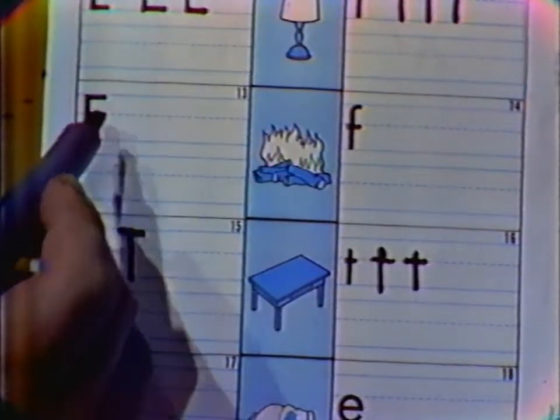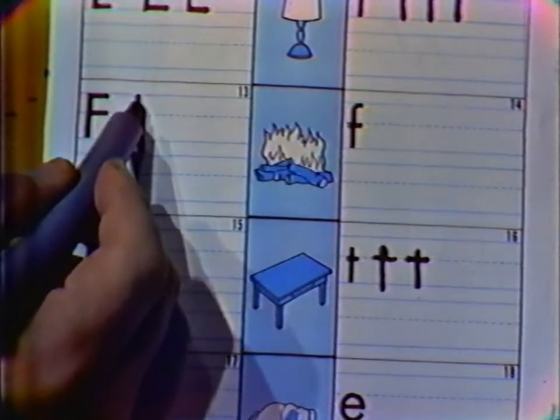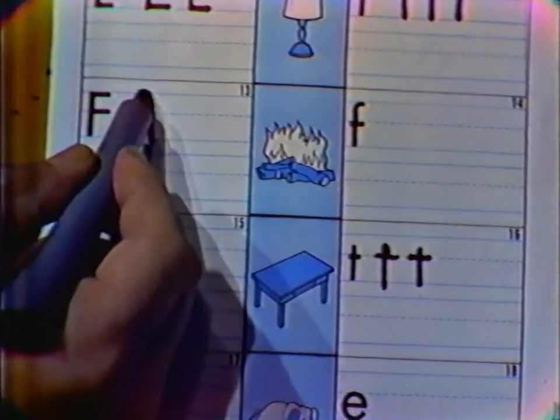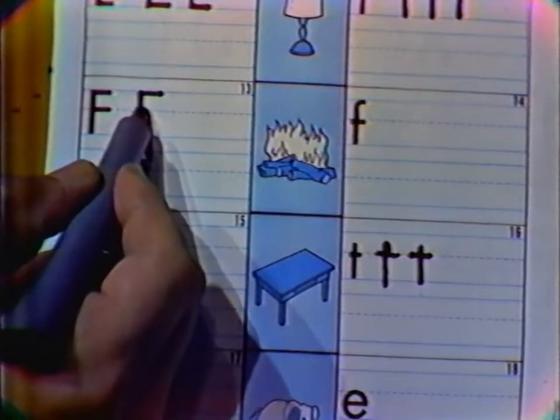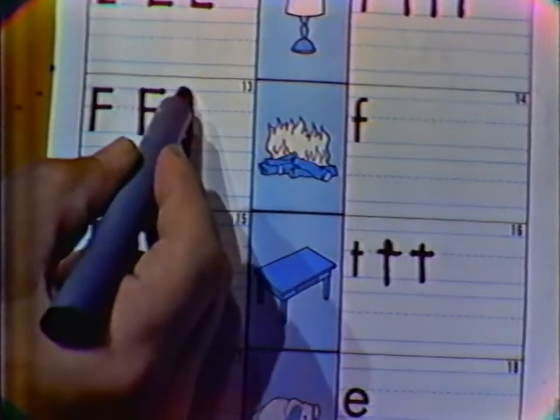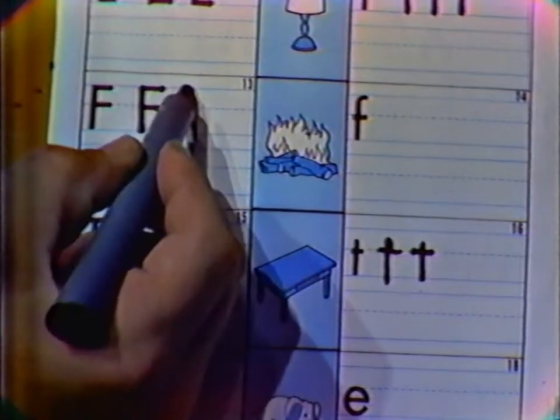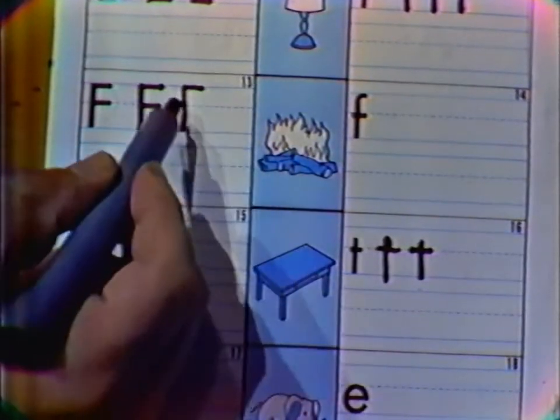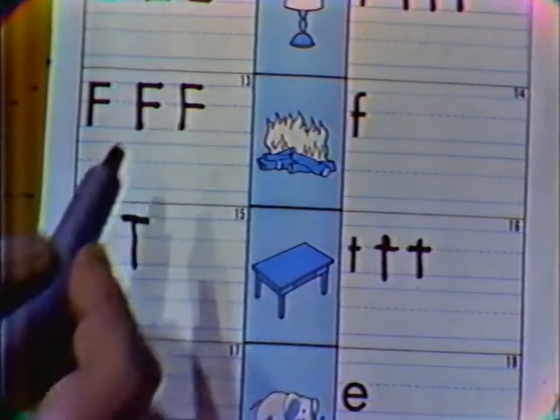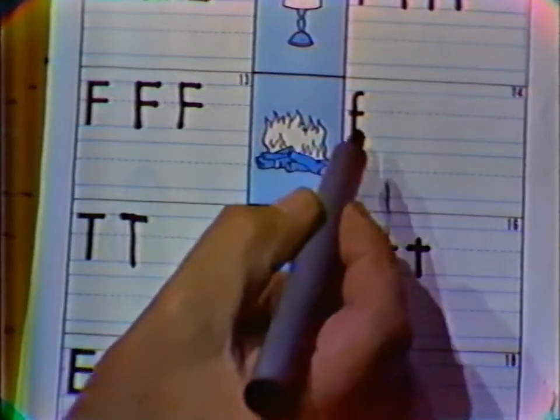Capital F starts with a straight line from top to bottom, down, then a little line at the very top, and another little line in the middle. Capital F. You write it. Straight line from top to bottom, then a little line at the very top, and a little line in the middle. Now, small f is like small l.